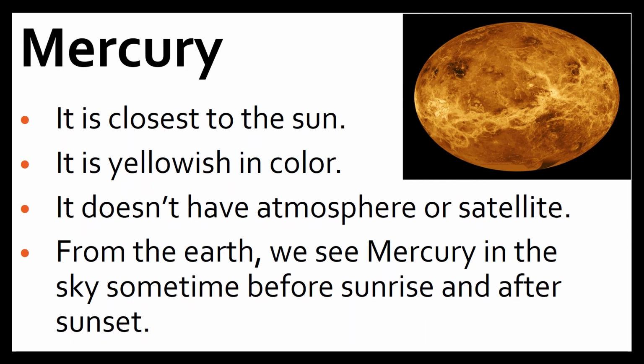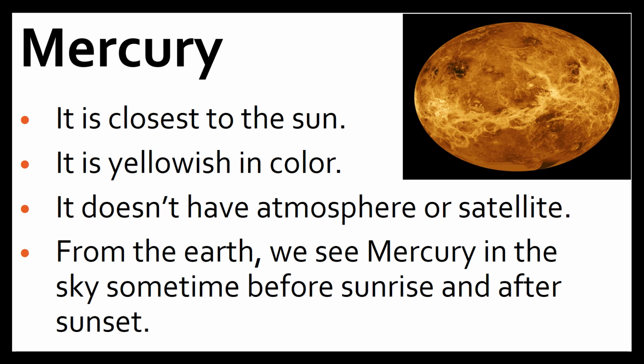Students, let's know the first member of the family, which is also the smallest of all the planets. So, the closest to the Sun is the planet Mercury. It is the smallest planet in the solar system. Just like the smallest member in our family is the dearest to all. Mercury is closest to the Sun. It is yellowish in color. It does not have atmosphere or satellite. From the Earth, we see Mercury in the sky sometime before sunrise and after sunset.